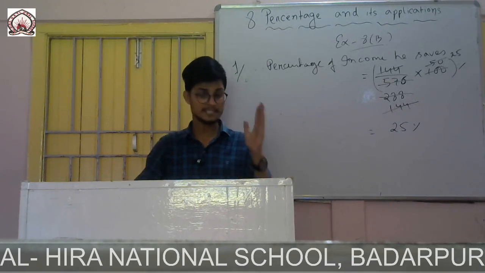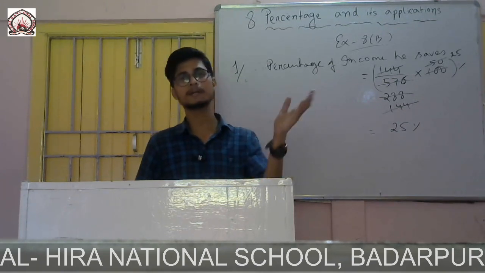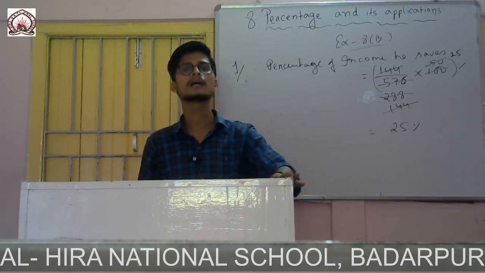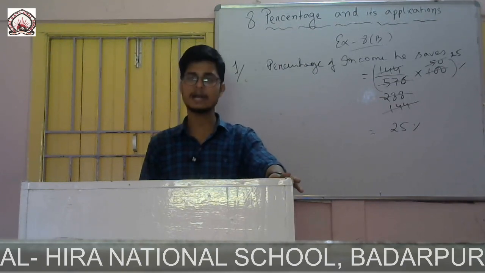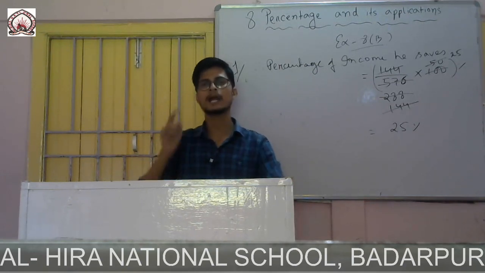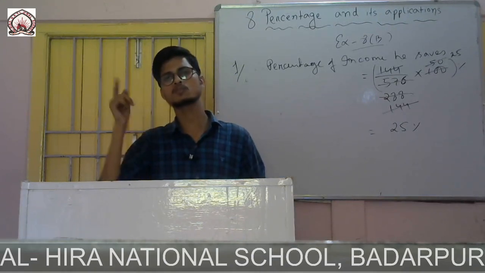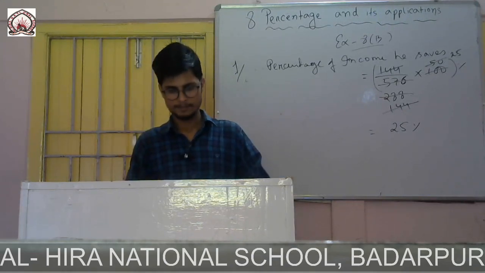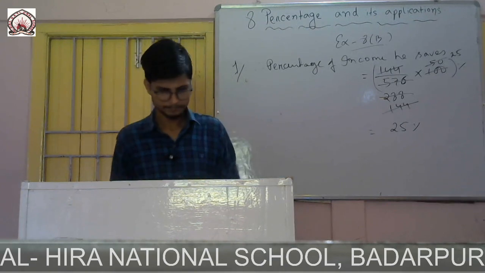Here it is given that 70% of the students are boys. That means the remaining 30% are girls, and the number of girls is given as 540. So we can write 30% of the total students equals 540. Okay, now let us solve.